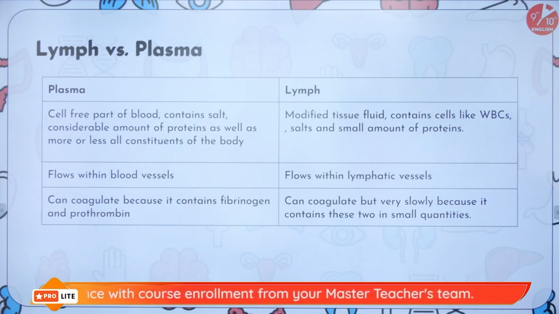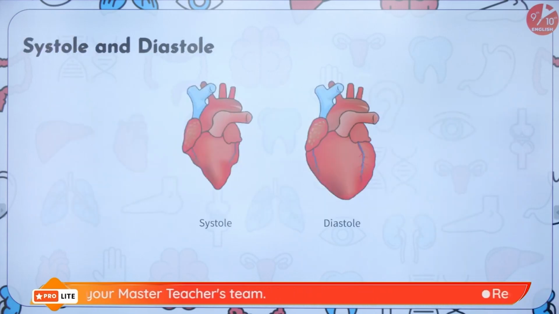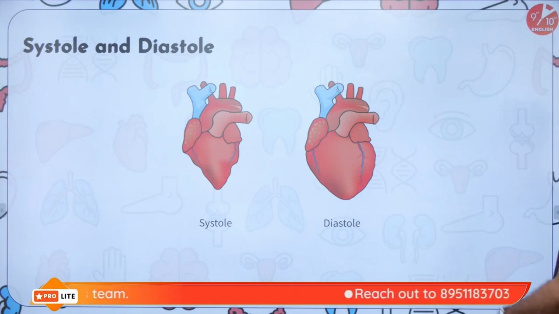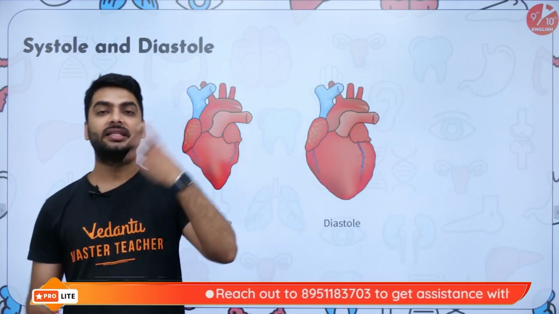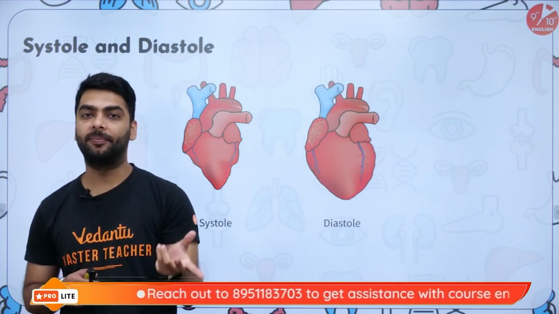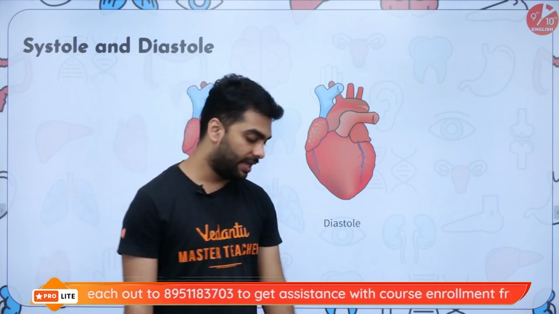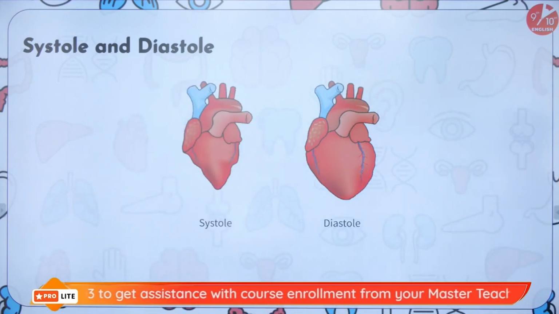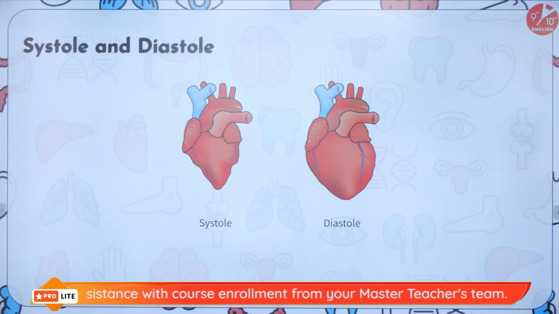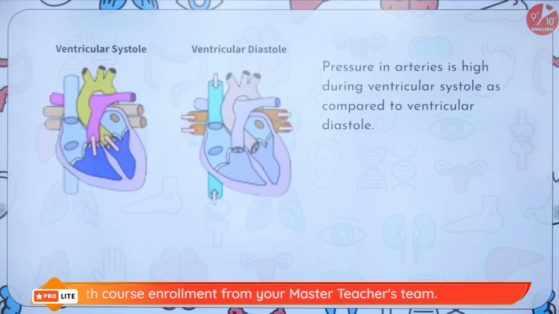So that's why plasma coagulates faster, while lymph coagulates very slowly because it has fibrinogen and prothrombin but in very, very small quantities. Systole and diastole. So basically systole is the contraction of the heart and diastole is the relaxation of the heart. This creates a sound, lub-dub, L-U-B-B D-U-B-B, which is the sound of the heart. The heart can be heard using a sphygmomanometer.